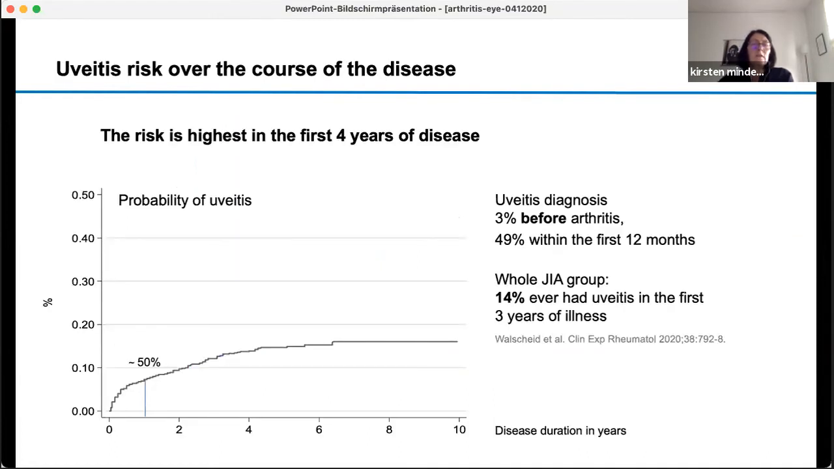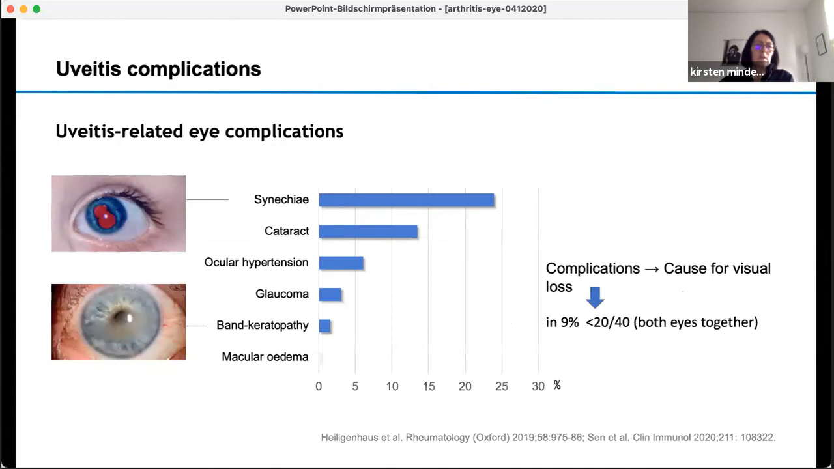The risk of uveitis is highest at the beginning of the disease, and this is illustrated here by a probability plot. About 5% of patients develop uveitis even before the onset of arthritis, and in about half the cases, the uveitis manifests within the first 12 months of the disease. In the following years, the number of new cases decreases. And if this uveitis isn't diagnosed and treated in time, structural complications can quickly develop. And the most common complications can be seen here, and these are adhesions between iris and lens, which makes the pupil appear so asymmetrical, followed by cataract and ocular hypertension.